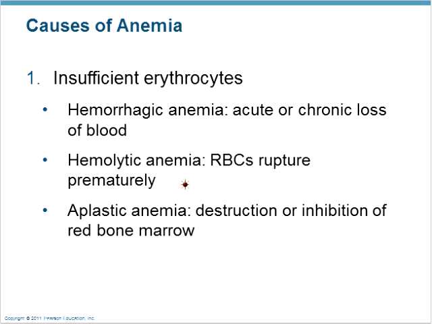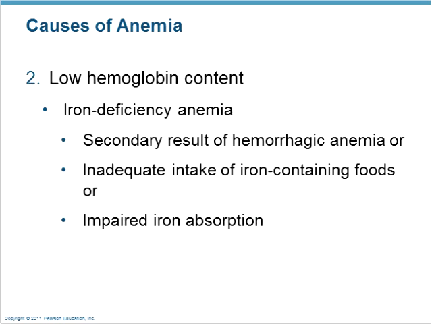We've got hemolytic anemia. That's where the red blood cells rupture prematurely, don't last very long, and the bone marrow can't keep up with the breakdown of red blood cells, so the cells break apart and die faster than they are functional. We have aplastic anemia, where there's destruction or inhibition of the red bone marrow, so the red bone marrow isn't able to keep up with the destruction because there's something wrong with the bone marrow proper.